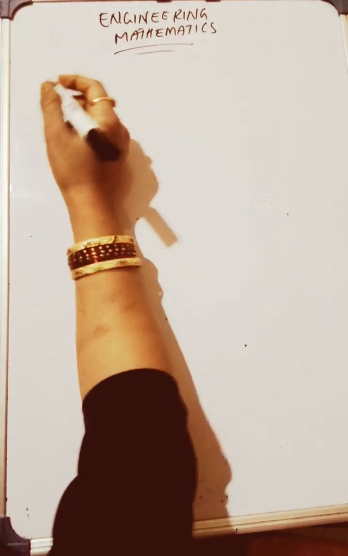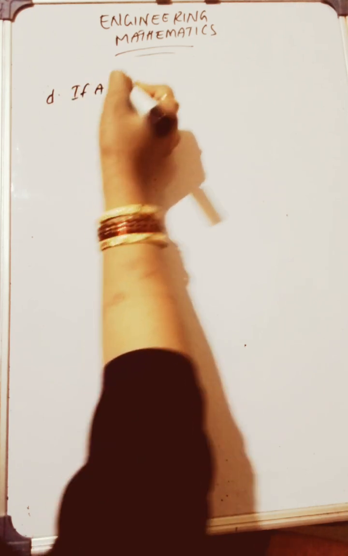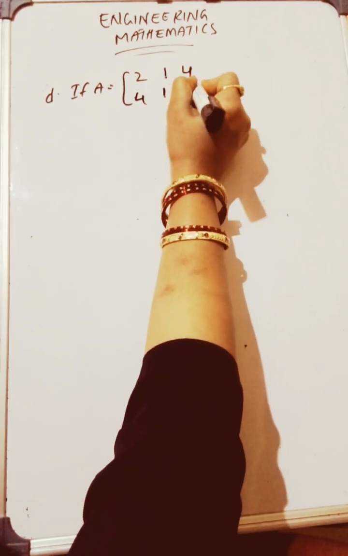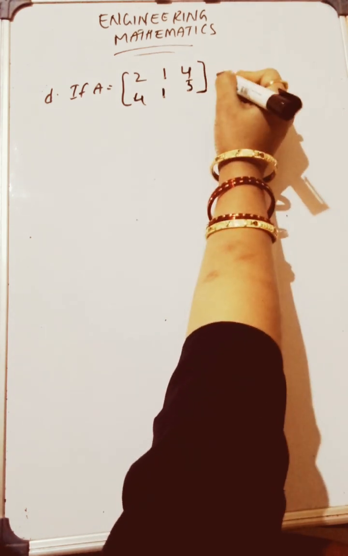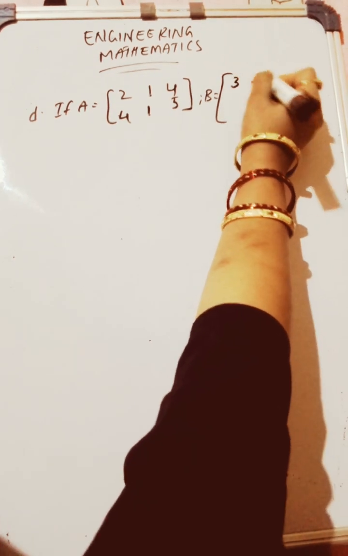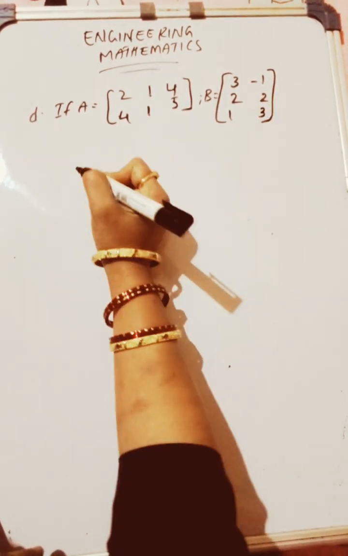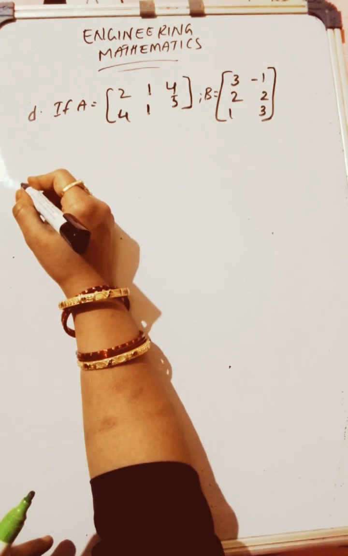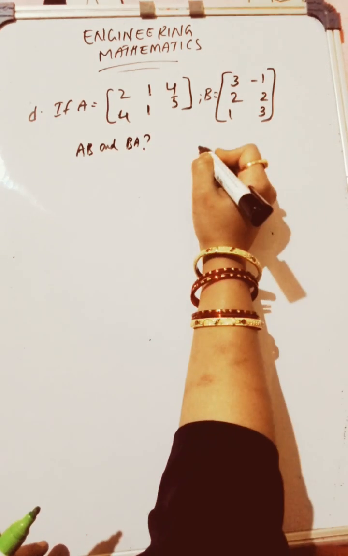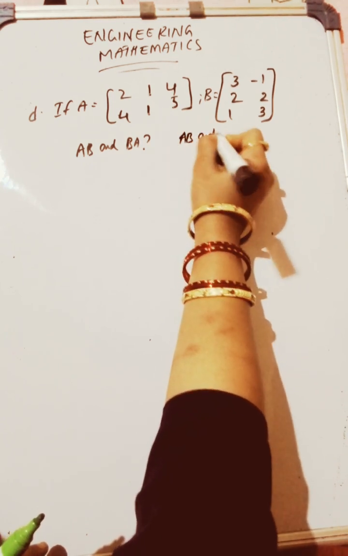Here I am skipping one problem. After that, I will solve the problem. Now, let us see D. If A is equal to 2, 1, 4, 4, 1, 5 and B is equal to 3, minus 1, 2, 2, 1, 3, then can we perform AB and BA? If so, write the order of AB and BA.